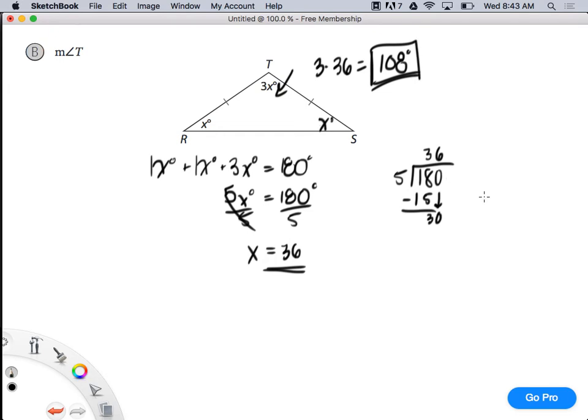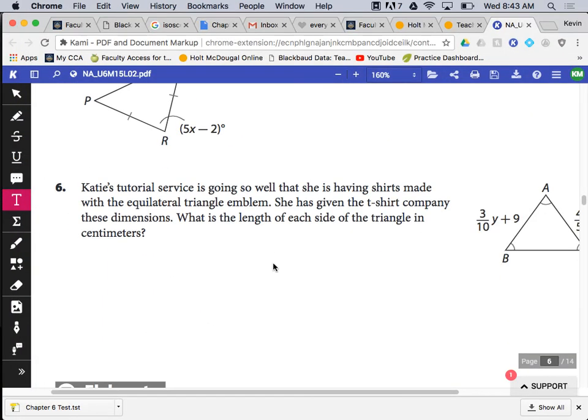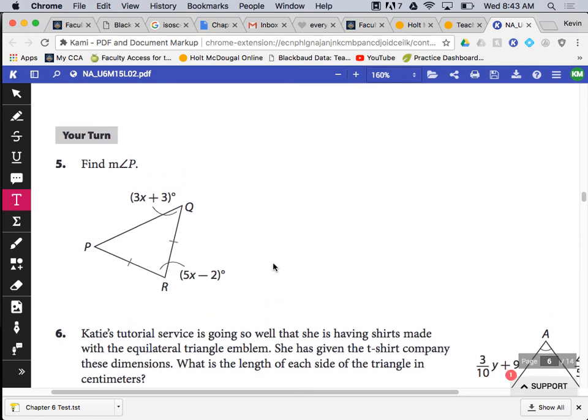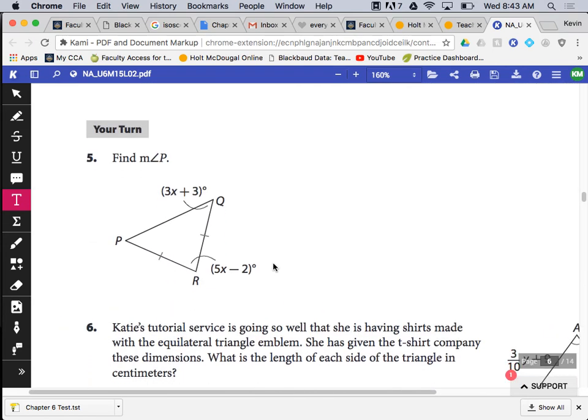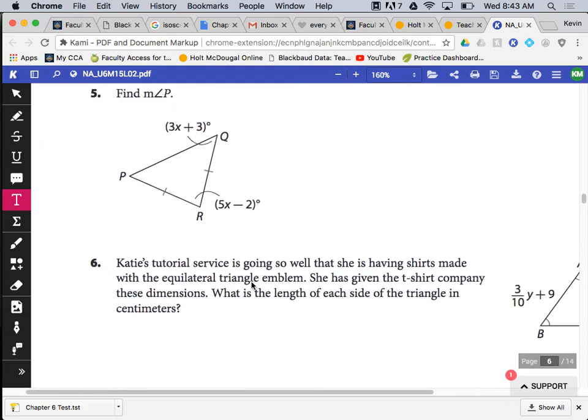So what were the steps there? Recognize the base angles are congruent, add them up, set them equal to 180, and solve. Any questions about that one? Okay. That's basically it. But let's go ahead and do this example on your own. Page 744, on the top of page 744, number 5. It says your turn.